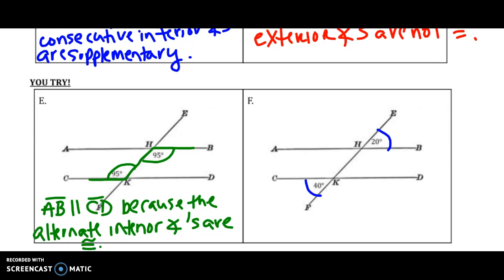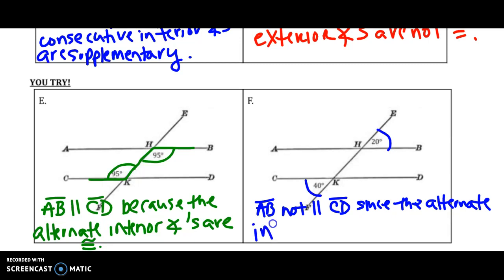Let's look at example F. We have two angles outside of the two lines that are being intersected by the transversal and on alternate sides of the transversal. So AB is not parallel to CD since the alternate exterior angles are not congruent. And that is it for this example.